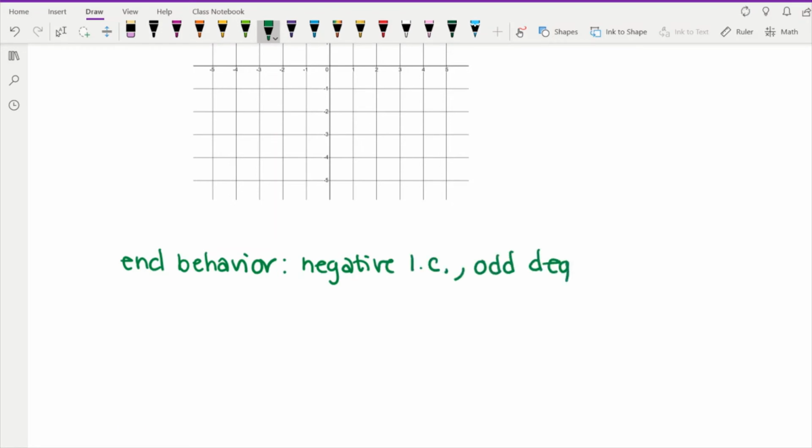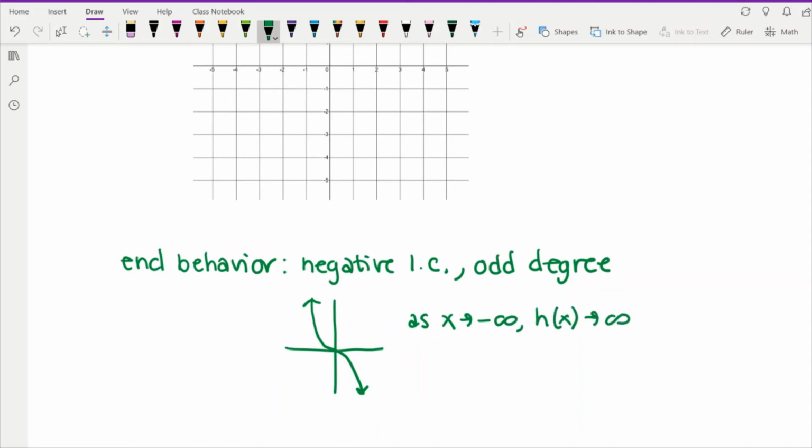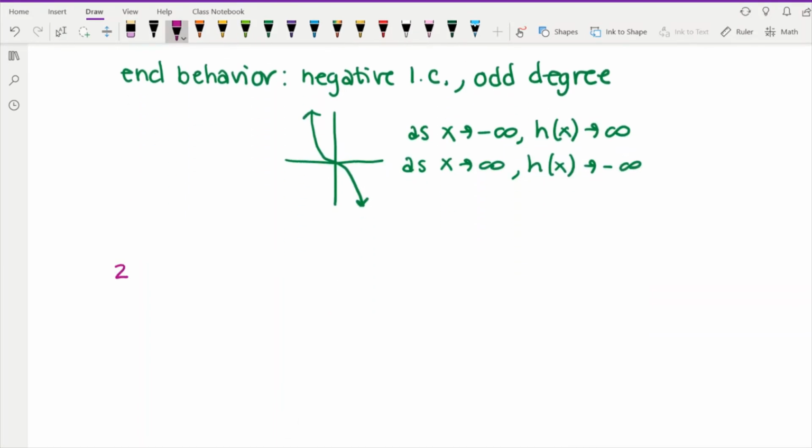And so that tells us that the shape is going to look kind of like negative x cubed. So it's going to be going up to the left and down to the right. So in other words, we can say as x approaches negative infinity, h of x approaches positive infinity. And as x approaches positive infinity, h of x is going to approach negative infinity. Okay, so now for the zeros.